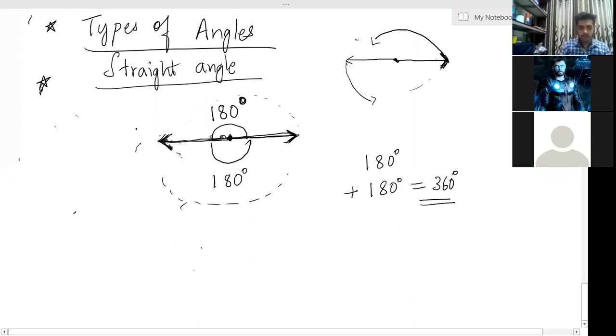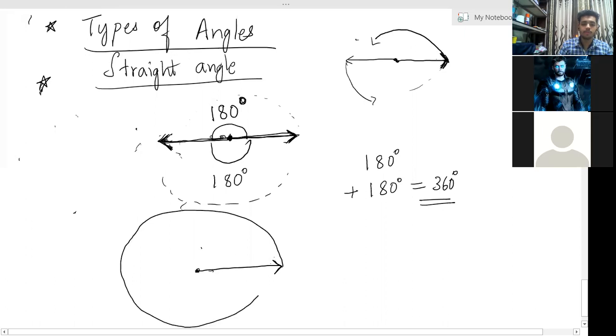Also, let's say I have this ray, okay? I have this ray and I'm going to rotate it. Finally, when it comes back to its position, which shape am I going to get?